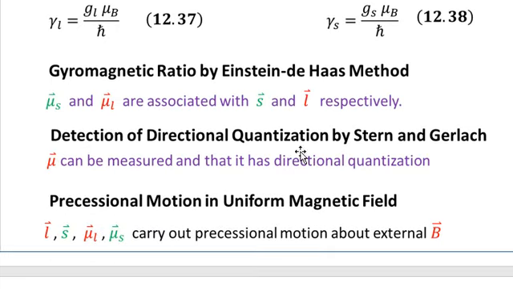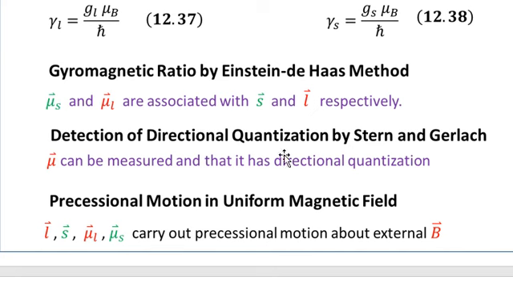Now these quantities can be measured, for example the gyromagnetic ratios by the Einstein-de Haas method. In this experiment, it was established that the spin magnetic moment and the orbital magnetic moment, respectively labeled as mu s and mu l, are associated with the spin angular momentum s and with the orbital angular momentum l of the electrons. So these quantities do actually exist.